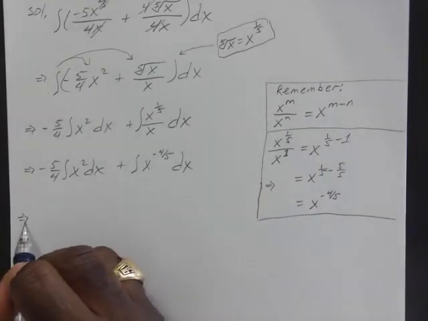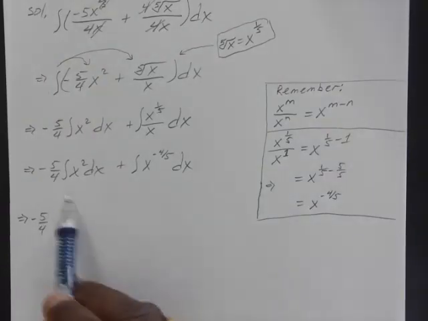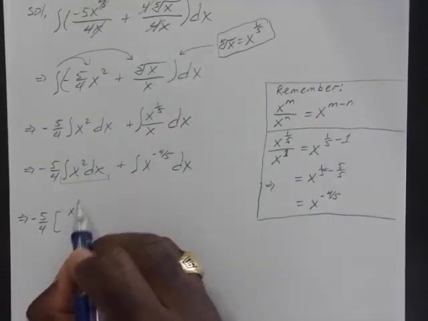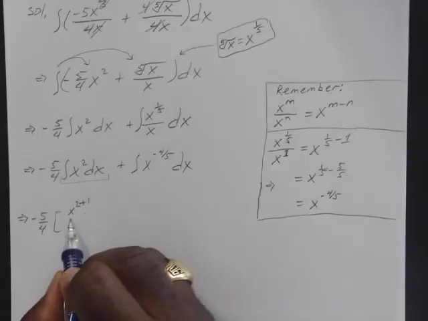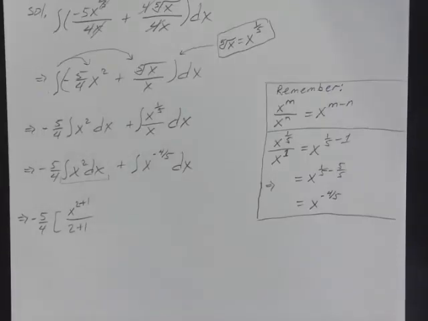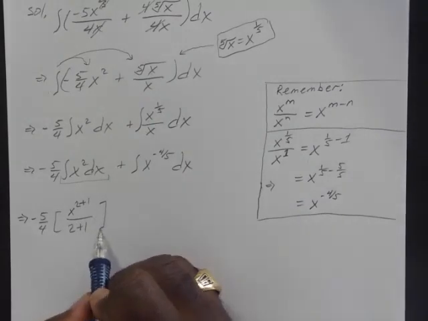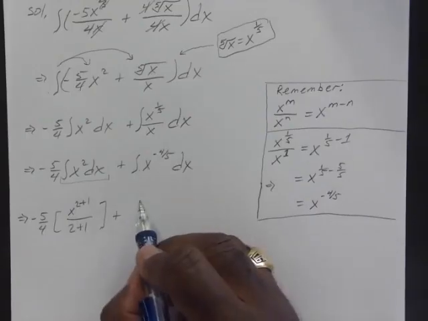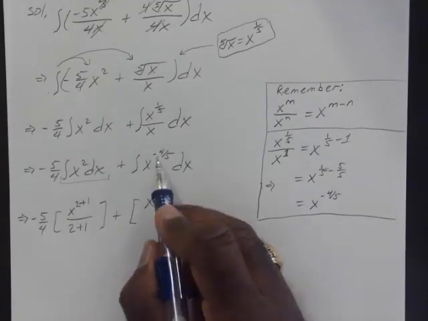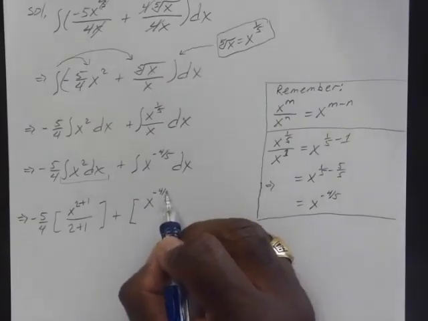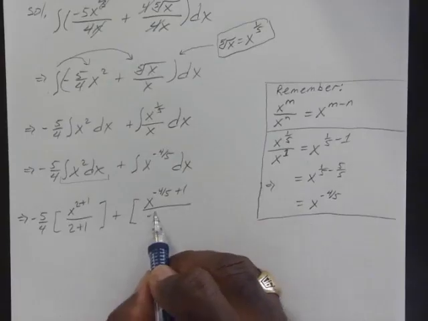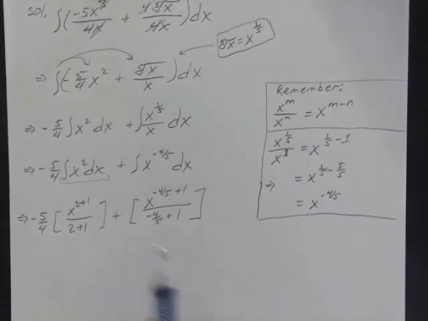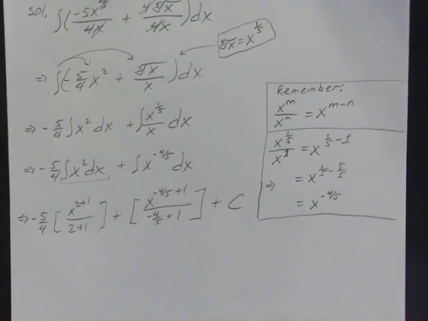So now we can integrate each one. We know that the antiderivative of x squared is x to the power of your exponent plus 1, divided by your exponent plus 1. Plus x to the negative 4/5 power. That integral is also the antiderivative, which is x to the power of that exponent plus 1 divided by that exponent plus 1. And instead of putting a plus c for each one of those, we just save it and put one plus c right at the very end.